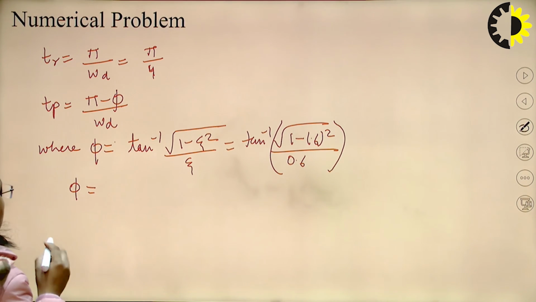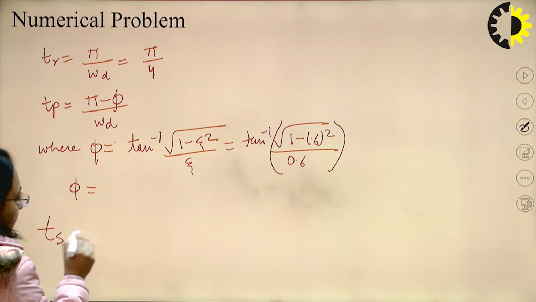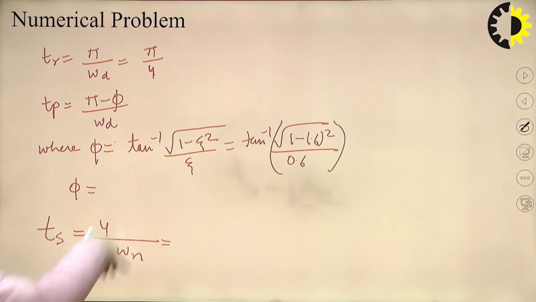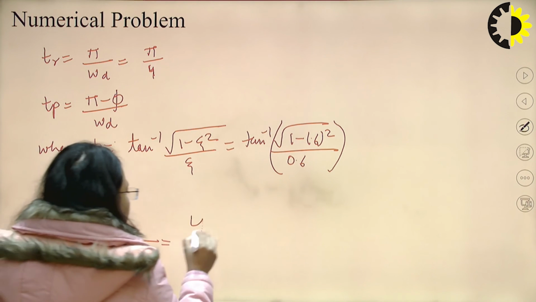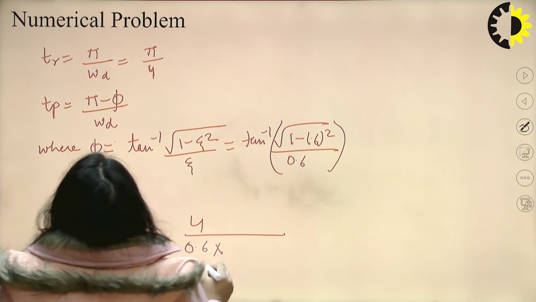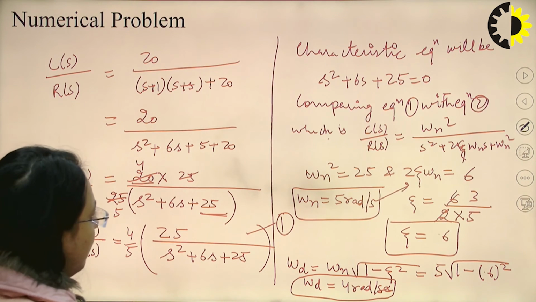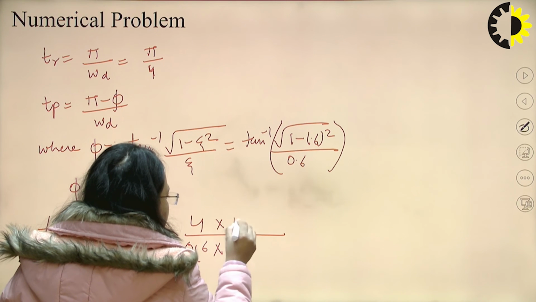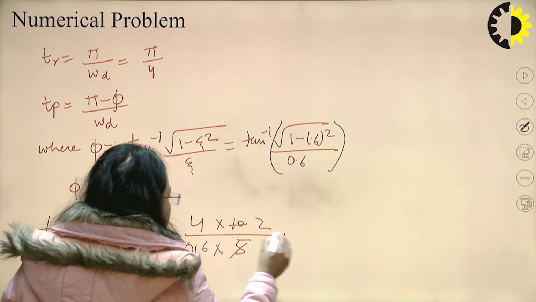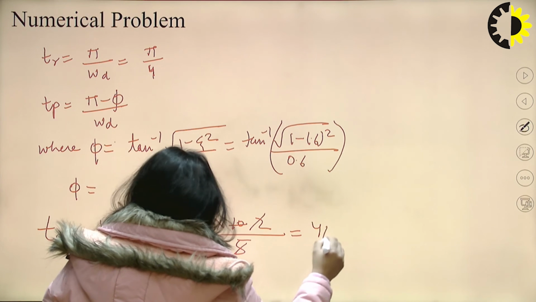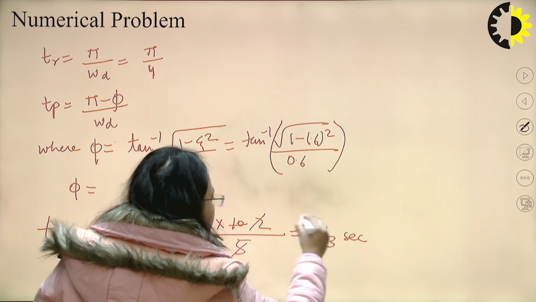And for settling time, I will write 4 upon zeta omega n. I will calculate all these values. First, I'll write the formula, then I will write down the values directly. 0.6 into omega n. What was the omega n? Omega n is 5. So 0.6 into 5 is 3. This is 4 by 3 seconds.